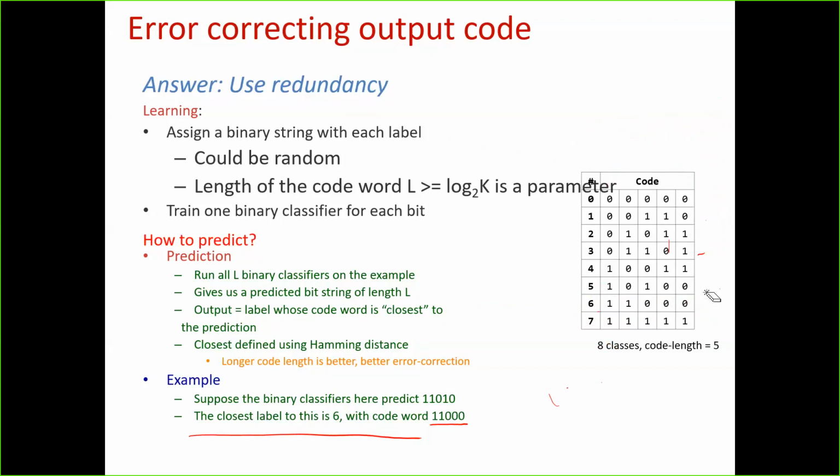So here you have written in orange, the longer the code length the better. This is a code length of 5. If you have one more, a code length of 6, that is better than this. It means you will get a more stable one.